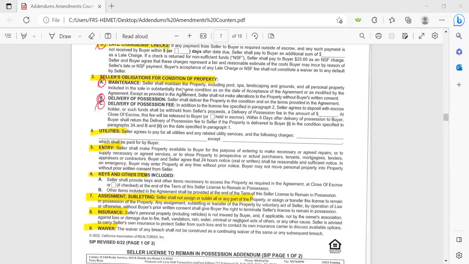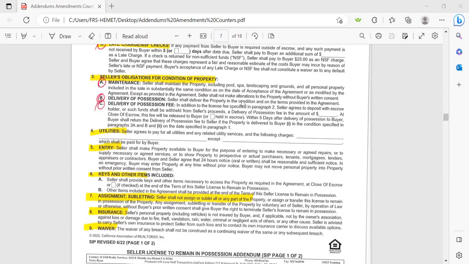Maintenance of the property. The seller shall maintain the property, including pool, spa, lanes, all these things, just like if they were living there. And they may not make alterations to the property without consent of the buyer, who is now the owner, right?